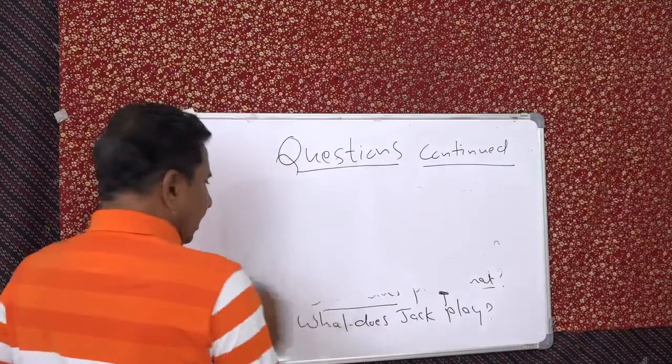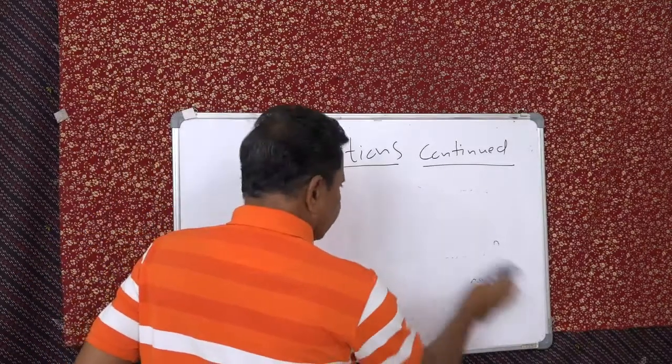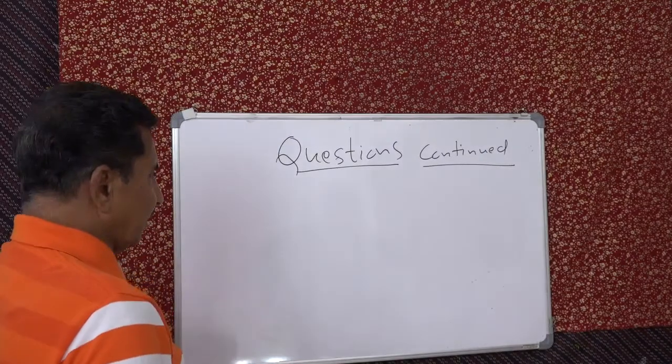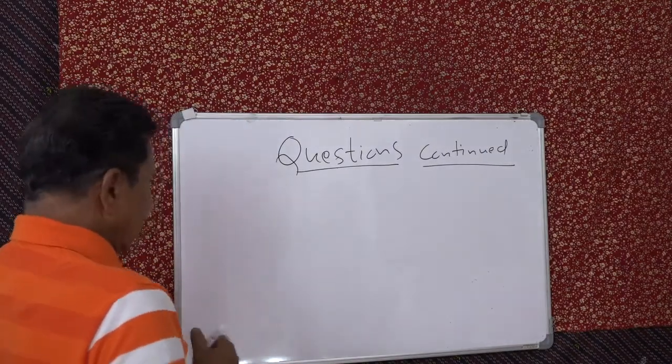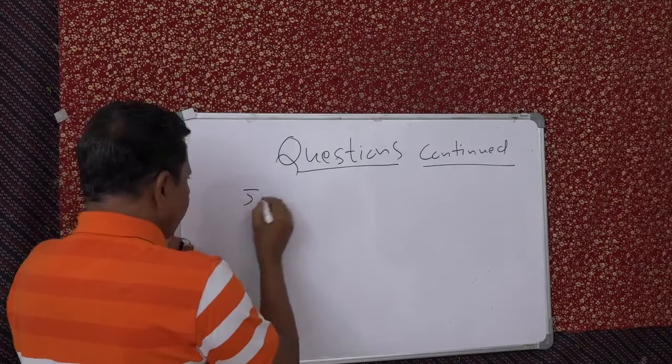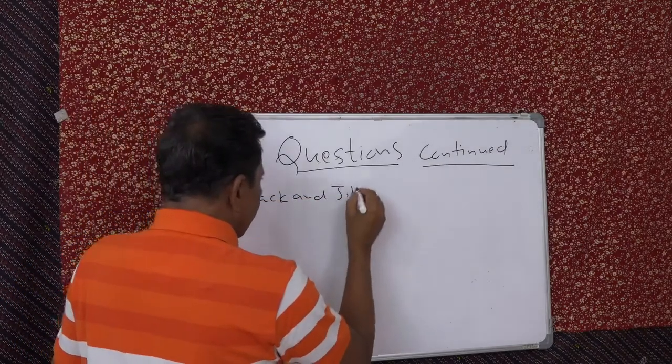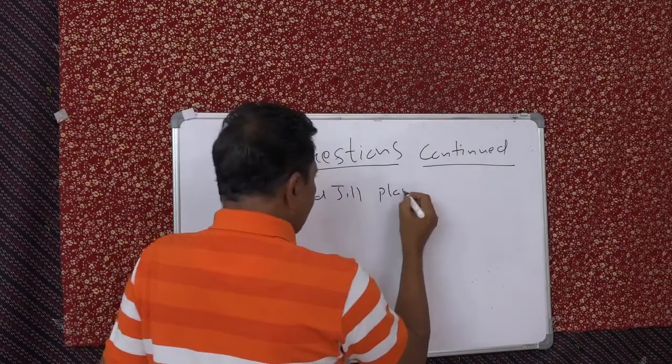Okay. Now let's look at this next one. Next sentence. Then you will see the difference. Next is, you see, Jack and Jill play football.